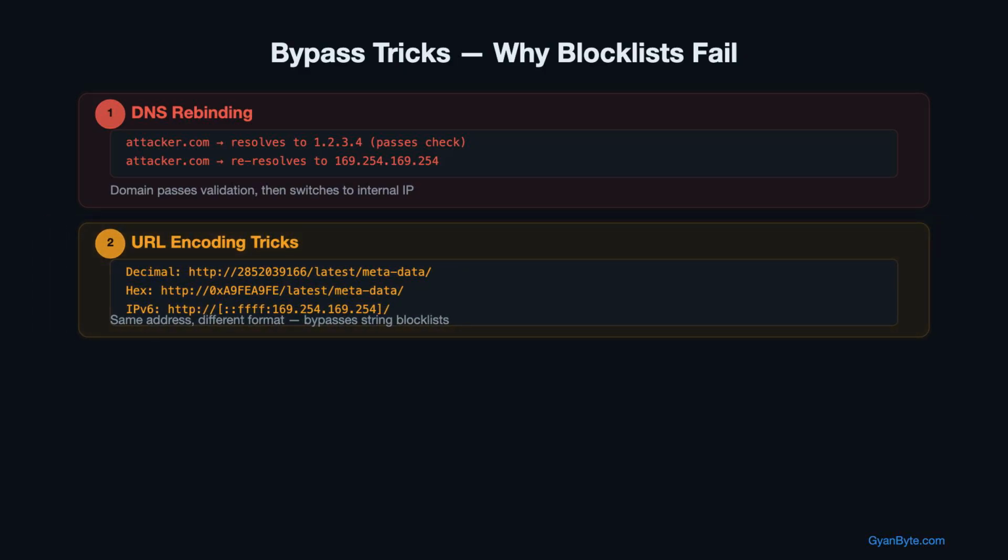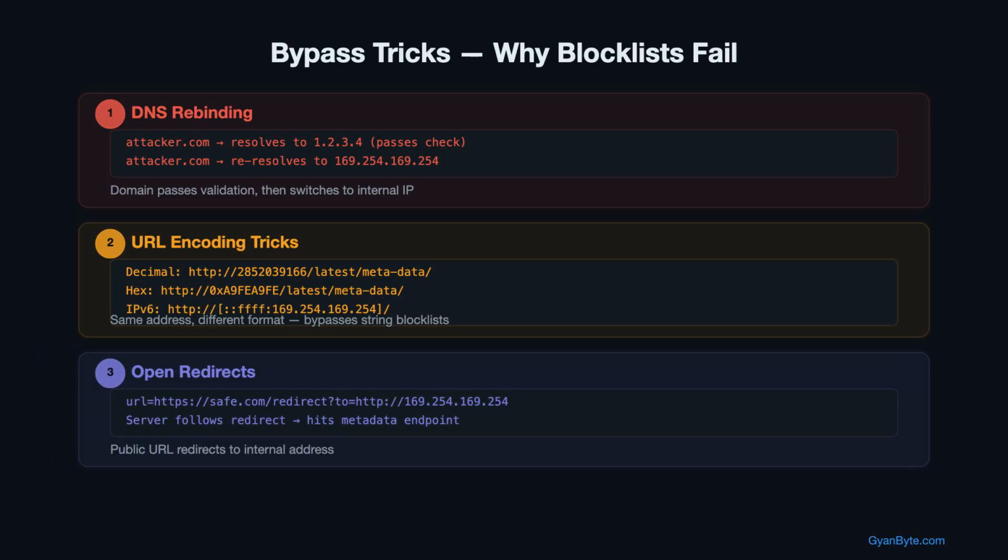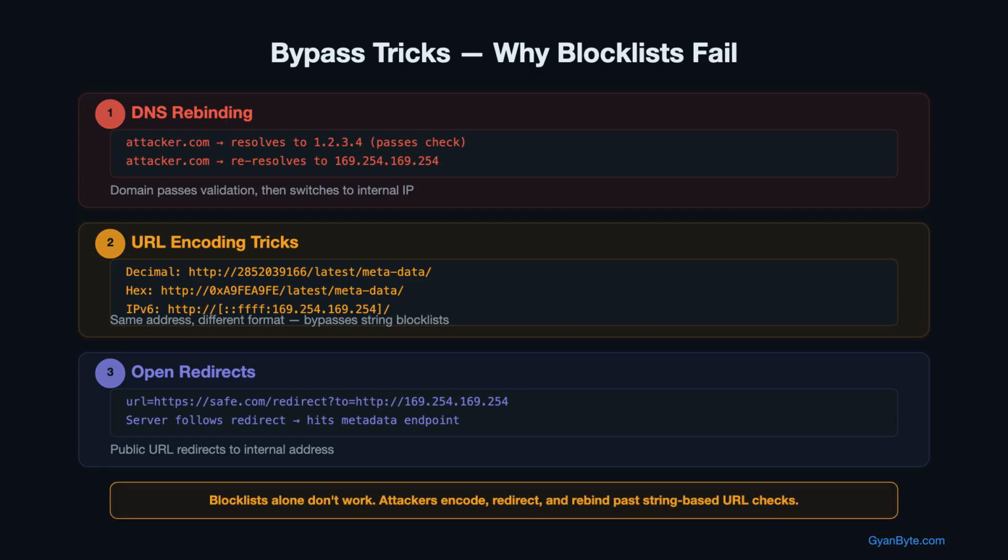URL encoding tricks. Instead of 169.254, they use the decimal form, or the hex, or the IPv6 mapped form. Same destination, different format. Your blocklist doesn't catch it. Open redirects: the attacker sends a URL to a public site that redirects, and the redirect target is the internal address. Your server follows the redirect and fetches the internal resource. Blocklists alone don't work. Attackers encode, redirect, and rewind their way past string-based URL checks.